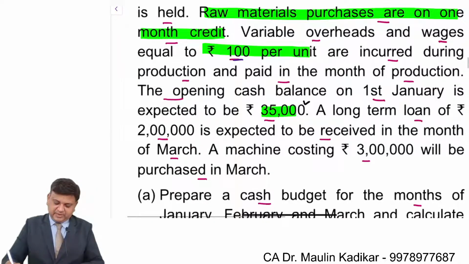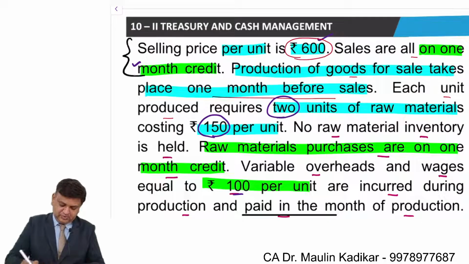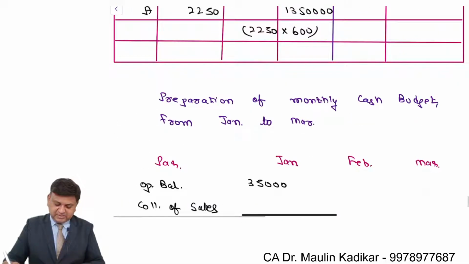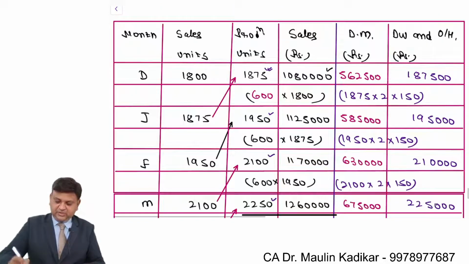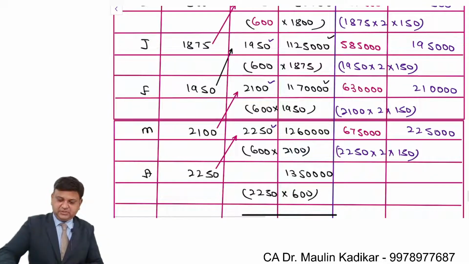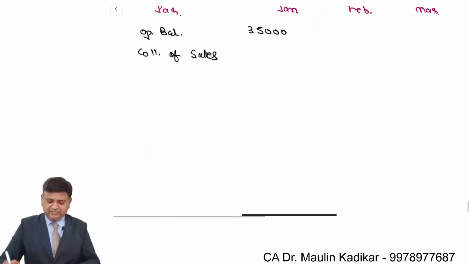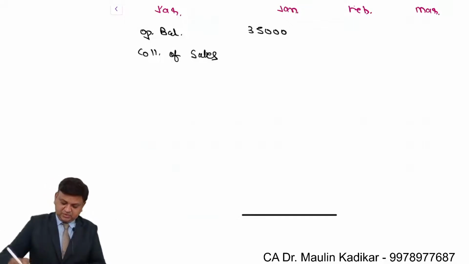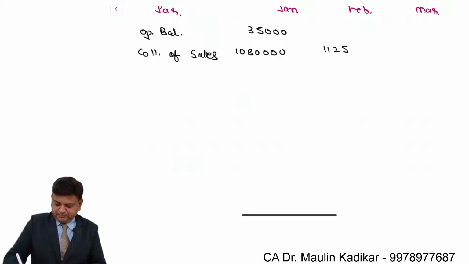Average collection period is provided to us as 1 month. So sales of December will be collected in January. What is the sales of December? 1080. Sales of January is 1125. Sales of February is 1170. That is the way we'll have the collection. So 10,80,000. Then it is 11,25,000. Then it is 11,70,000.